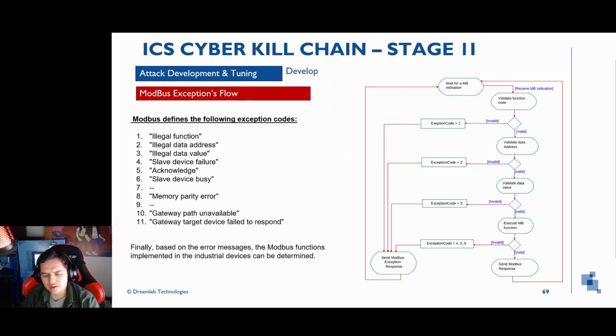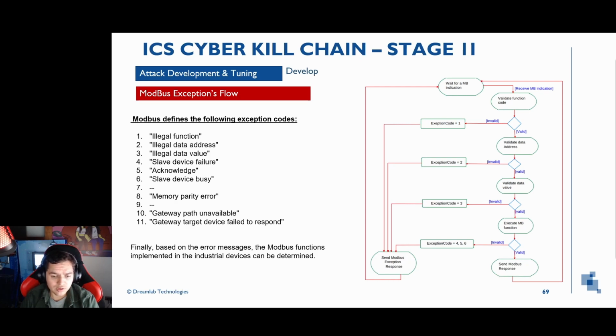And the second field, the exception code, is represented by a numerical value that will depend on the following flow. If a request can pass the first condition, illegal function, this means that the function is valid. In other words, if the exception code is different from 1, the function is valid. So based on the error messages, it's possible to determine the existence of implemented functions, and this is very helpful to build better attacks.